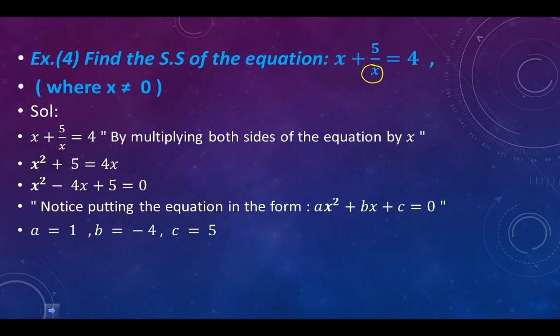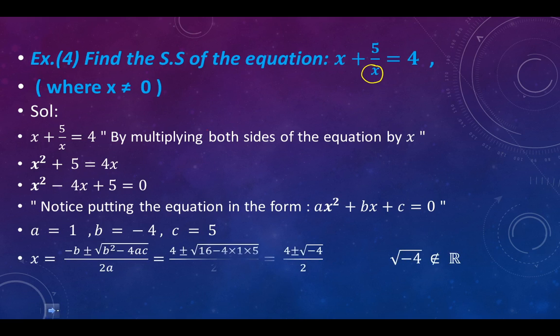Now we put it in the quadratic form. A equals 1, where A is the coefficient of x squared. B equals negative 4, where B is the coefficient of x. C equals 5. Now, by using the general formula, x equals negative b, positive or negative, square root of b square minus 4ac over 2a.